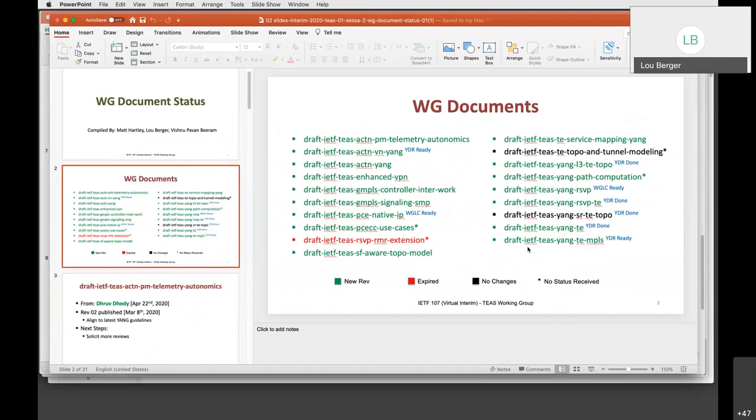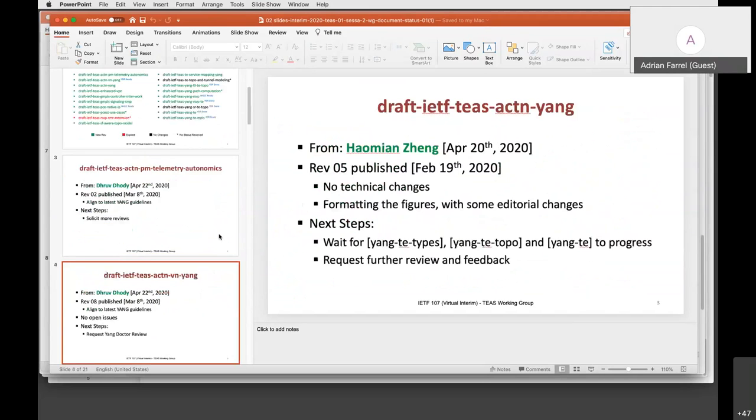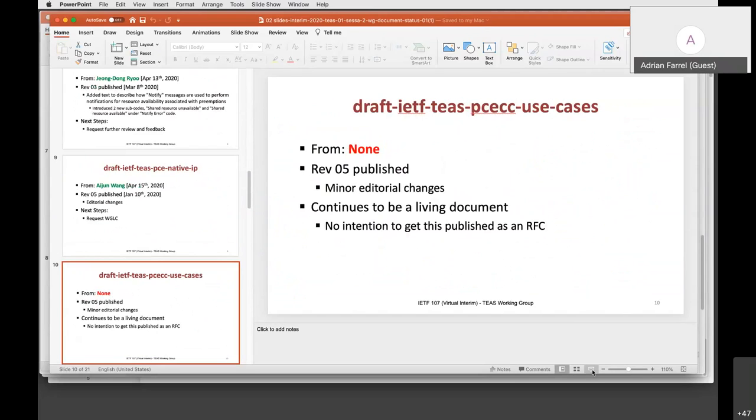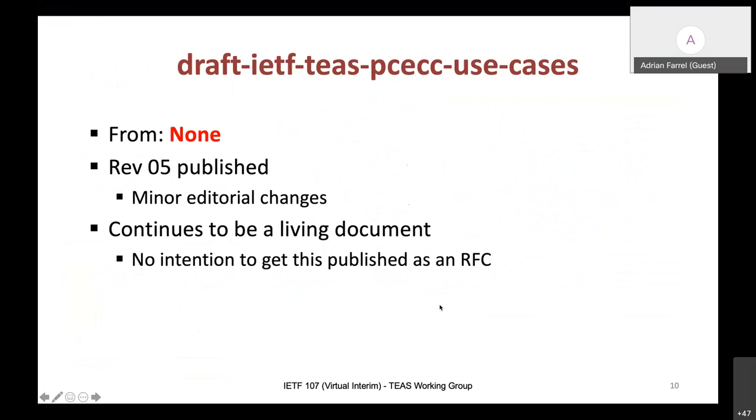Yeah, thanks. PCECC use cases. I thought that we had come to the conclusion, you won't find it in the list. Oh, you will find it in the list. Okay. This continues to be a living document and no intention to publish as an RFC. So I don't know how we actually track that, and maybe it's worth stuffing something in the data tracker to say that, or perhaps it should go in the abstract of the document, just so that we don't keep coming back to it and saying, what's the status?